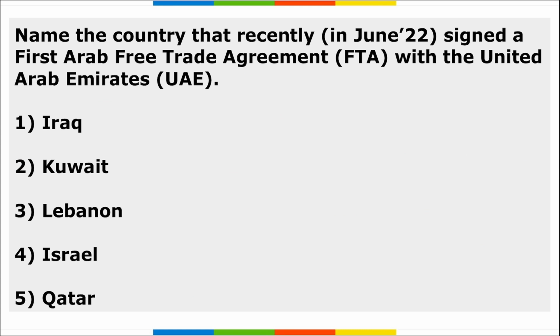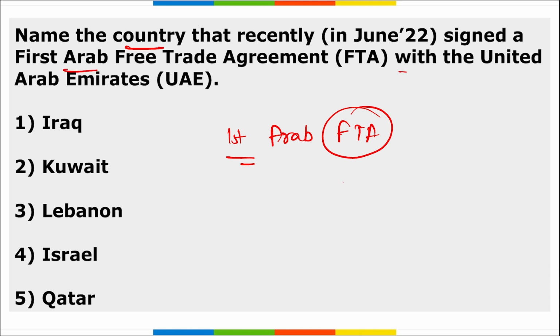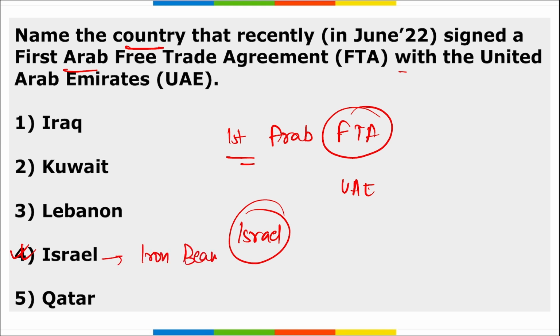Next question. Name the country that recently signed the first Arab FTA, that is your free trade agreement. So you have to name the country that signed the first Arab free trade agreement with the United Arab Emirates. Which is this country? It is your Israel. Israel has Iron Beam. Alright, Iron Dome, that is a missile defense system.